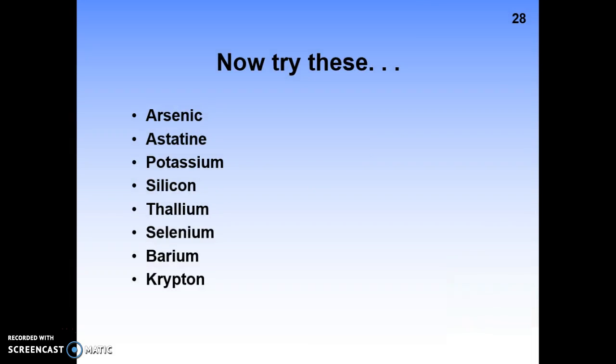Okay? So now I want you to try these and tell me what ions are formed from these particular atoms, and we'll be referring to these a little bit later.